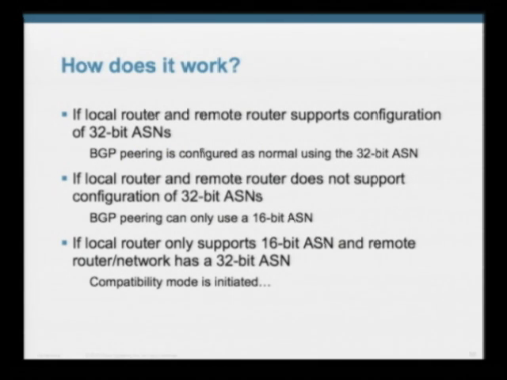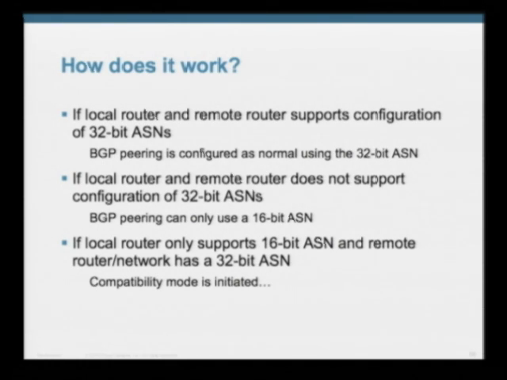So how does it all work? Well, if your local router and the remote router support 32-bit ASN configuration, easy. It just works like it does today. You don't need to do anything. If the local router and remote router do not support 32-bit ASNs, too bad. You can only use 16. So if you get a 32-bit from your registry and your software doesn't support it, you need to send the Dear Registry email and say, can I swap back to a 16-bit, please? Which you can do today, but maybe in 2-3 years' time, when you cannot do that, it means you're stuck.